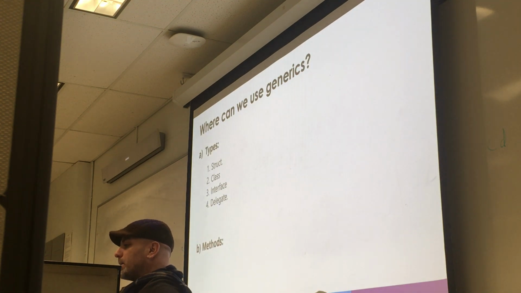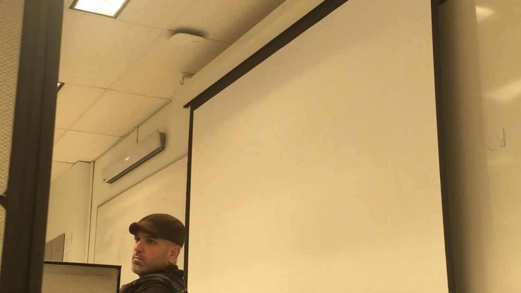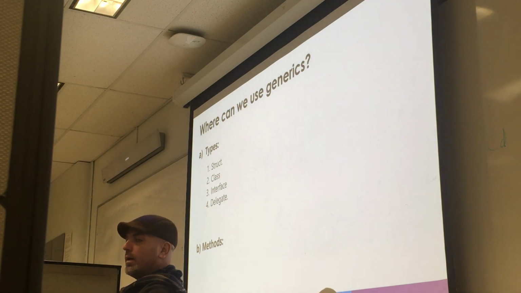Where can we use generics? You can use them in struct, class, interface, and delegate. Delegate is what I was talking about today, how to convert anonymous methods to the delegate keyword.